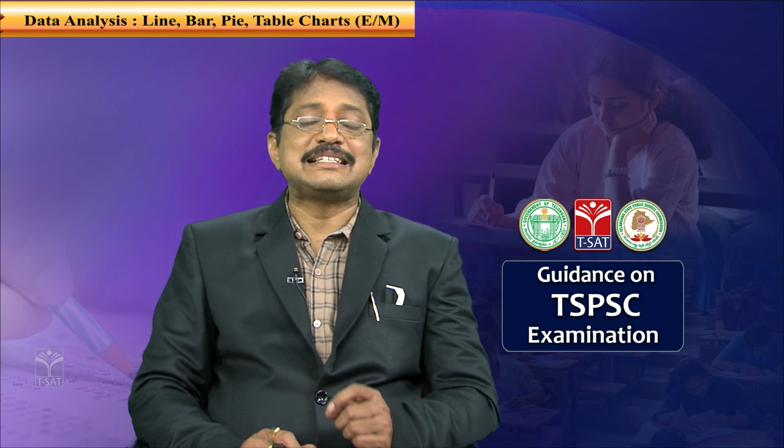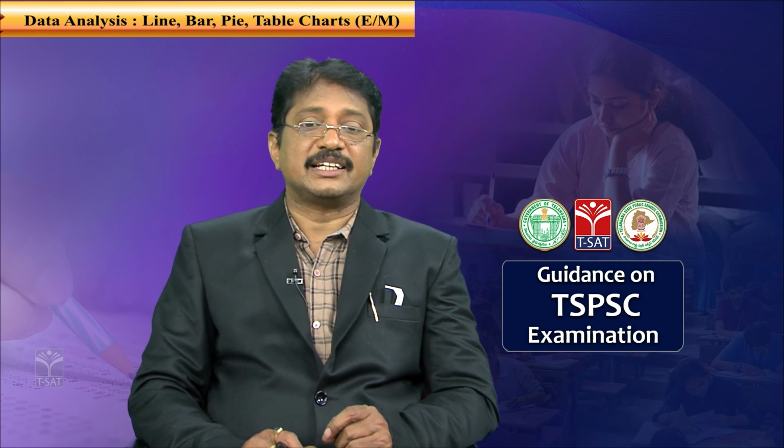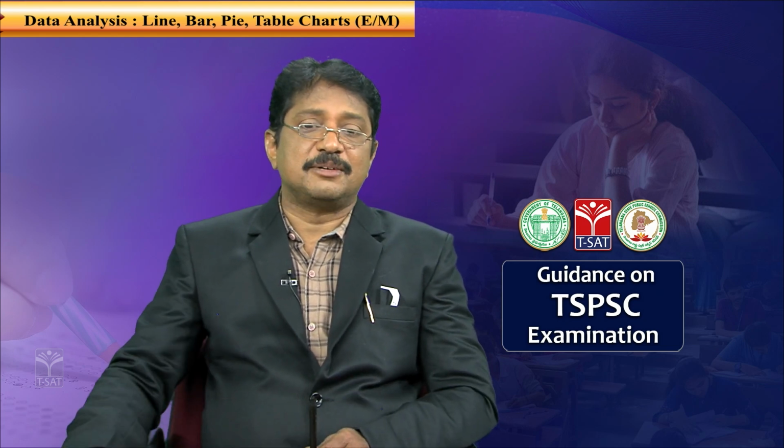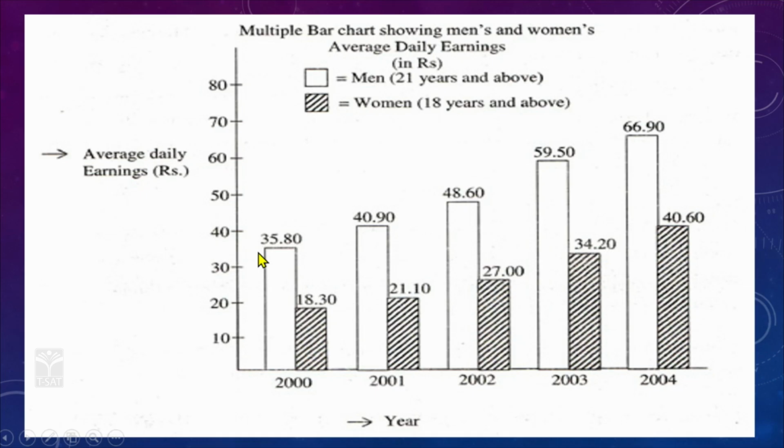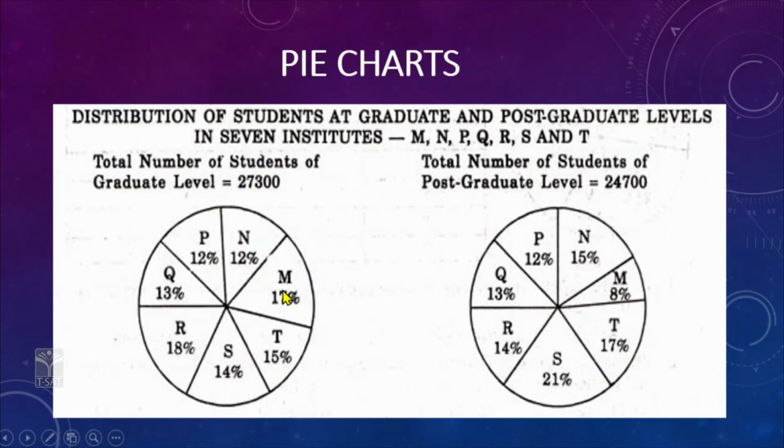This is a multiple bar chart diagram. Here the rectangles are very clear. The width of the rectangle represents the size of the class, and the length represents the frequency of the class. That is the most important. Okay. Now, we will see the next one, pie charts.